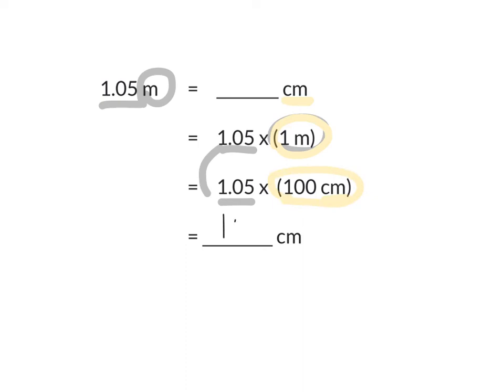1.05 times 100 is the same as 105 centimeters. So therefore, 1.05 meters is equivalent to 105 centimeters.